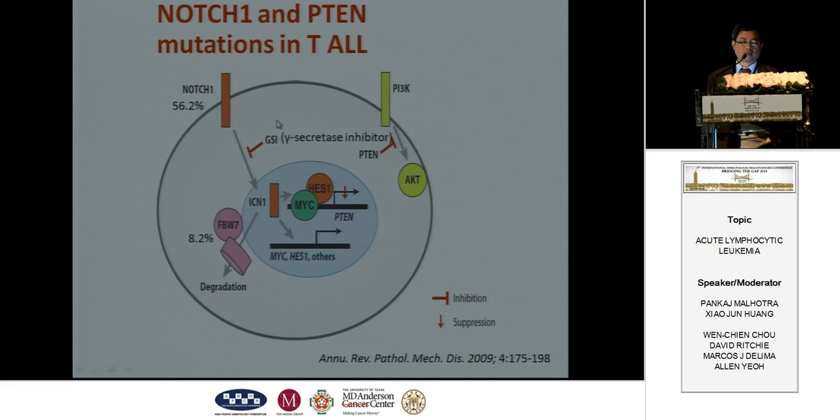And then there is activation of the PI3K and AKT pathway. Another important loss of function mutation is FBXW7, because it is important for clearance of intracellular Notch.